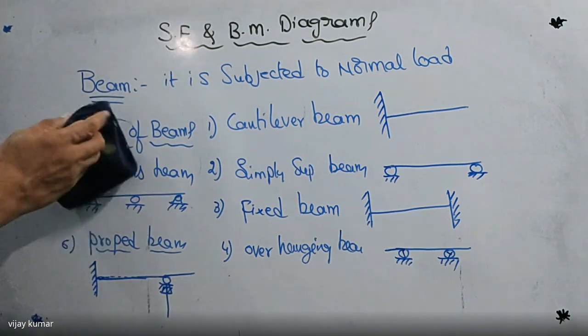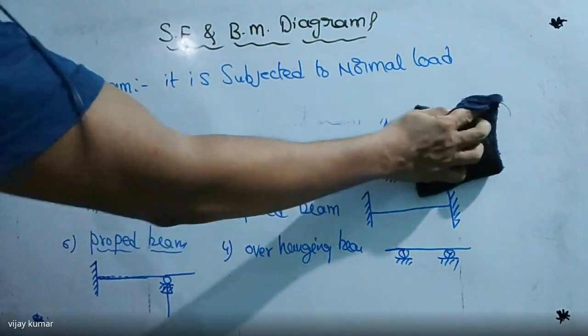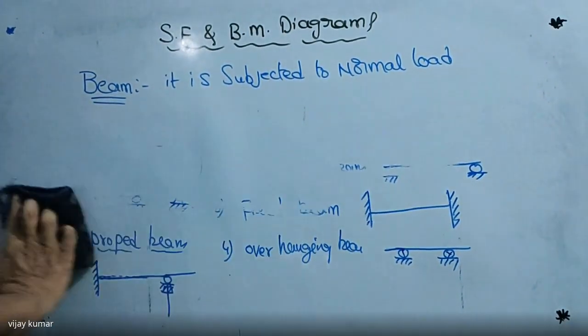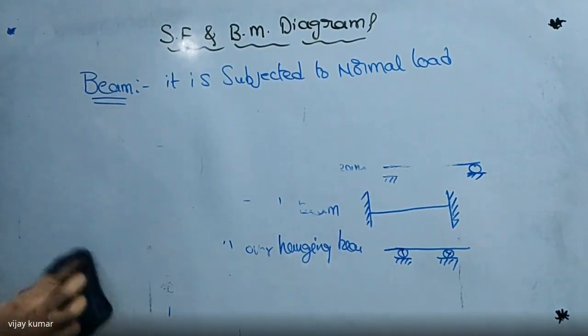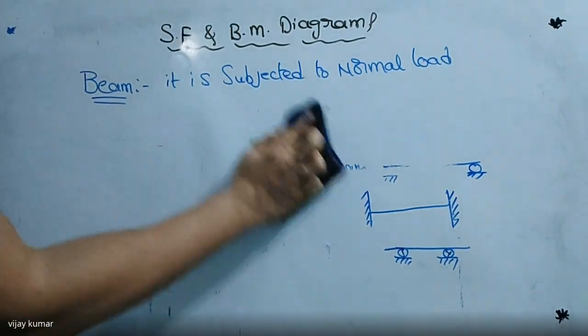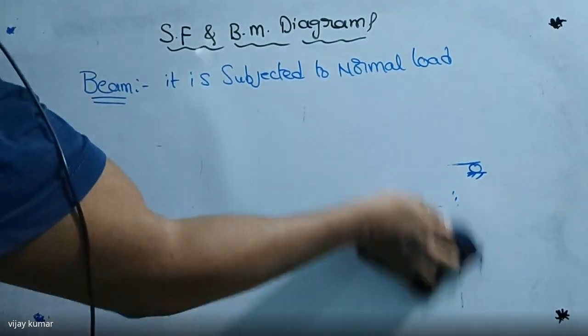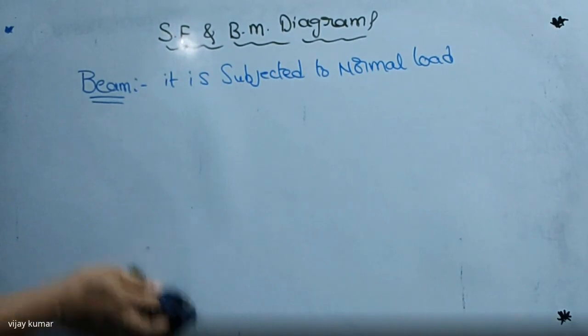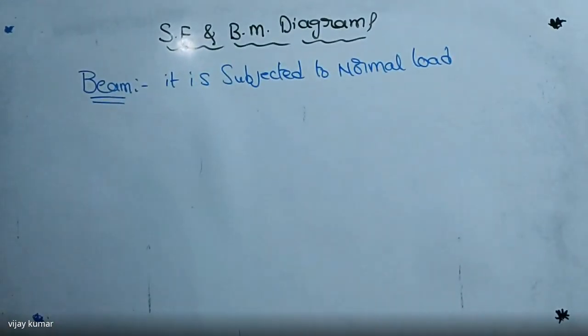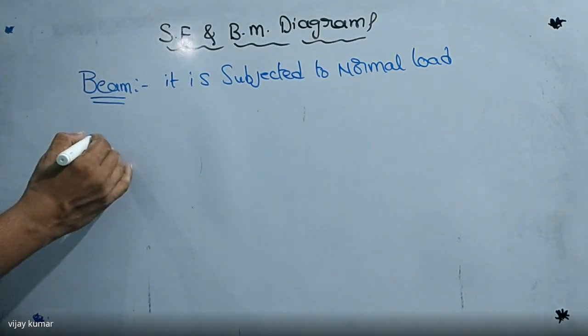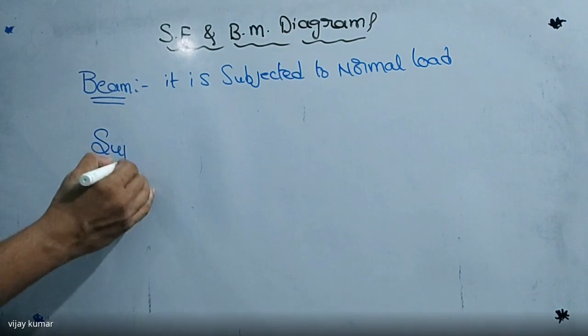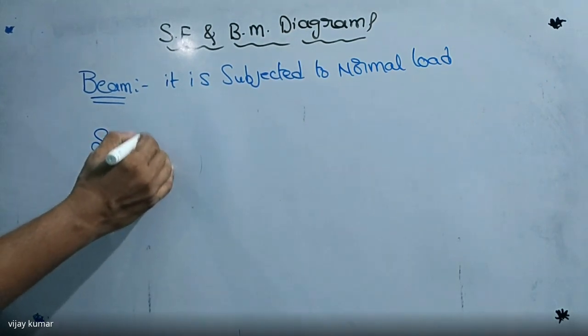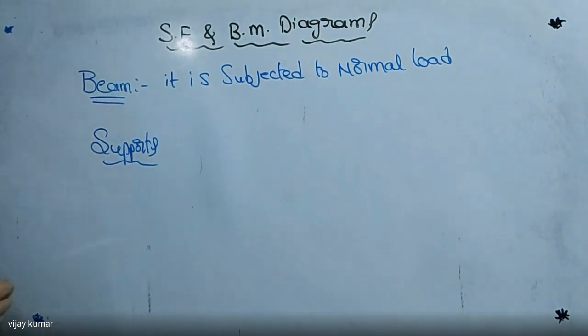So first of all, what are the supports? The beam always has support. Without support, there is no beam. So if it is a beam, there must be support. So what are the supports of the beam now? What are the supports we can use for the beams?